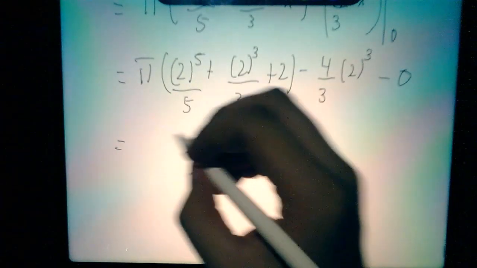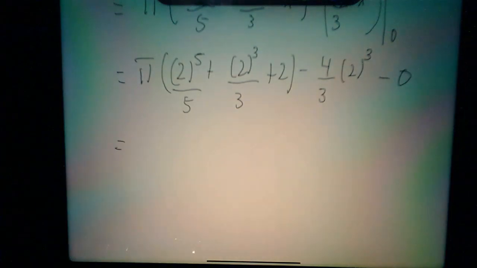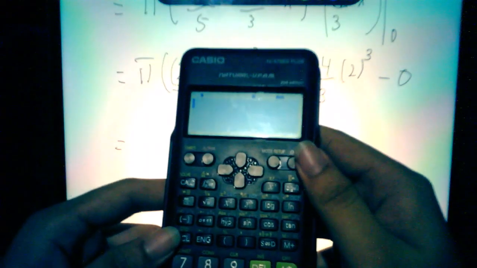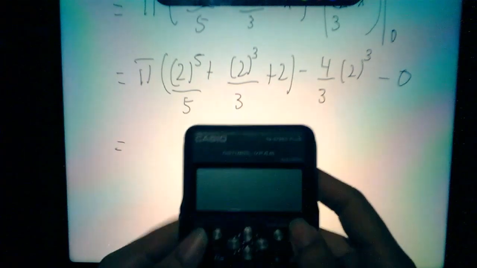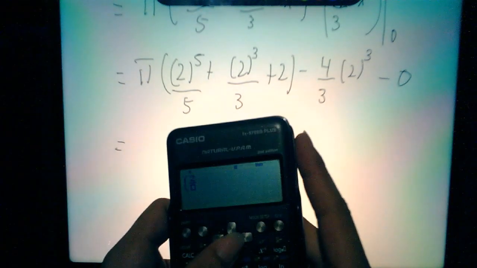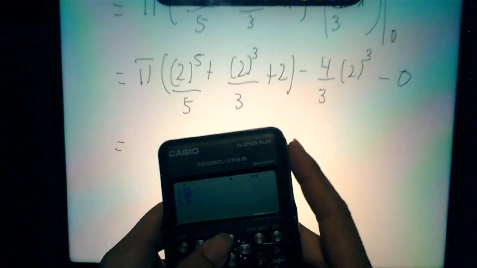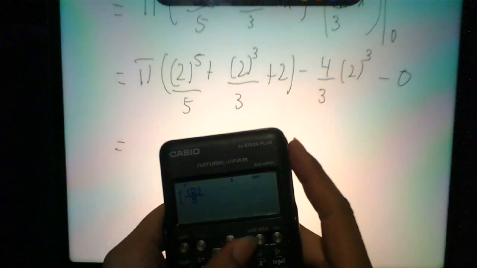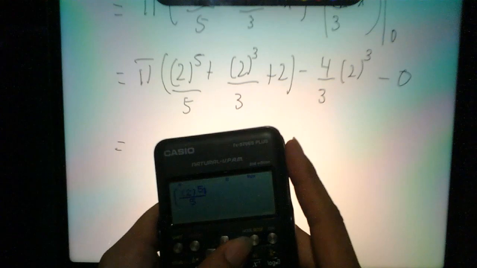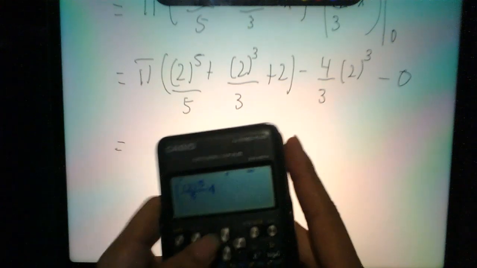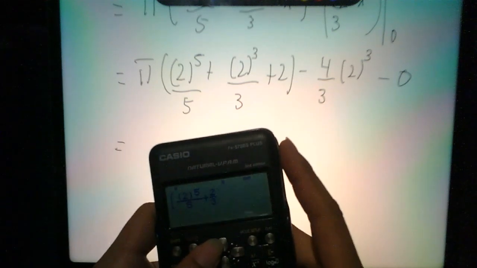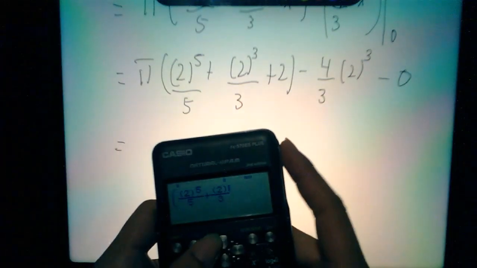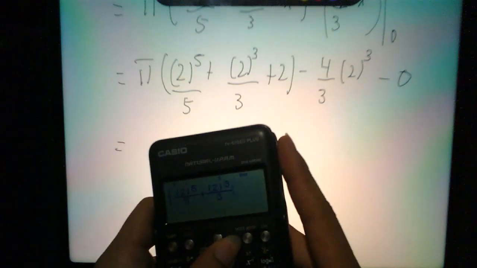So by simplifying this, let me get my calculator. So pi times 2 to the 5 over 5 plus 2 thirds 2 to the 3 plus 2.